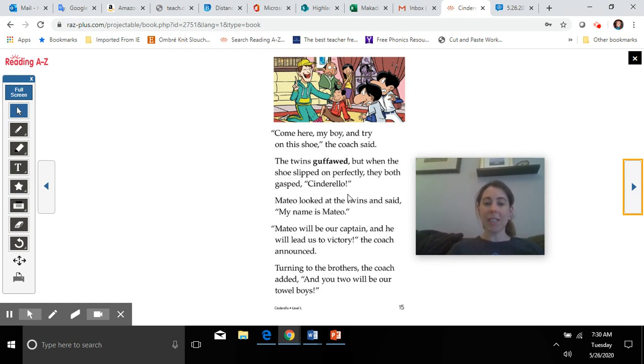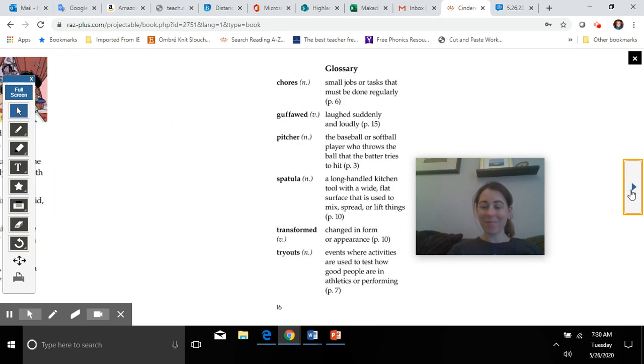Mateo looked at the twins and said, "My name is Mateo." "Mateo will be our captain and he will lead us to victory," the coach announced. Turning to the brothers, the coach added, "And you two will be our towel boys." The end.